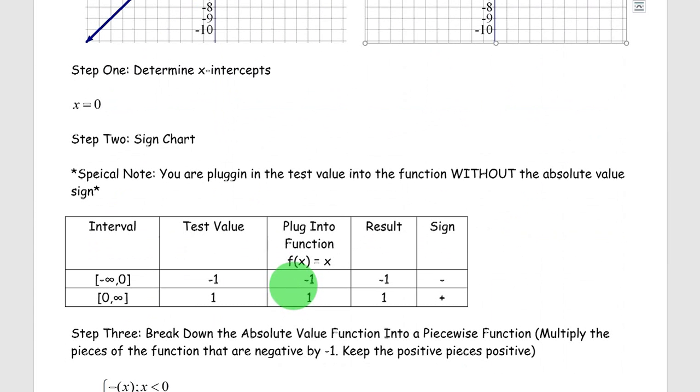I want to go through some steps with you to figure out the antiderivative of any absolute value function. Right now, like I said, it's just the absolute value of x. For the next example, it'll be a little bit more involved than that.